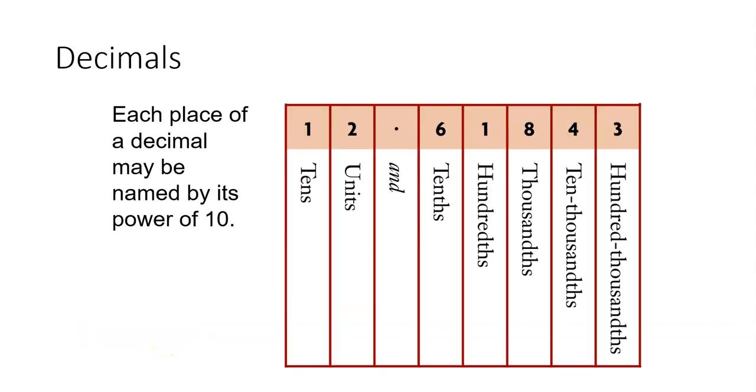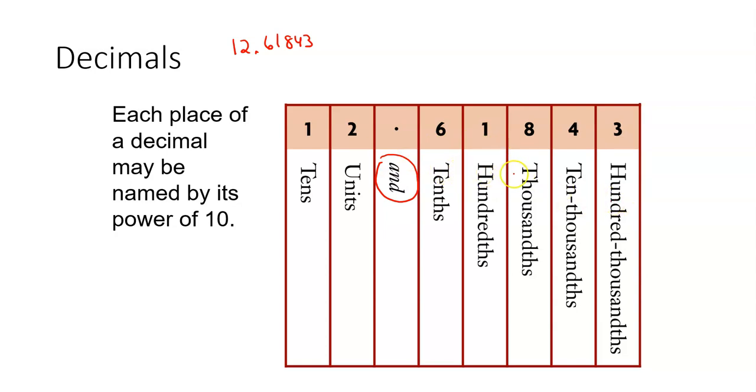All right, this is a nice little chart that explains how to read these things and how to write them in their values. The number here is 12.61843. So how do we properly read that number? We don't just read it as 12.61843. We read it as 12 and, that decimal point tells you to read and, 61,843 hundred thousandths. That's what comes to the right.